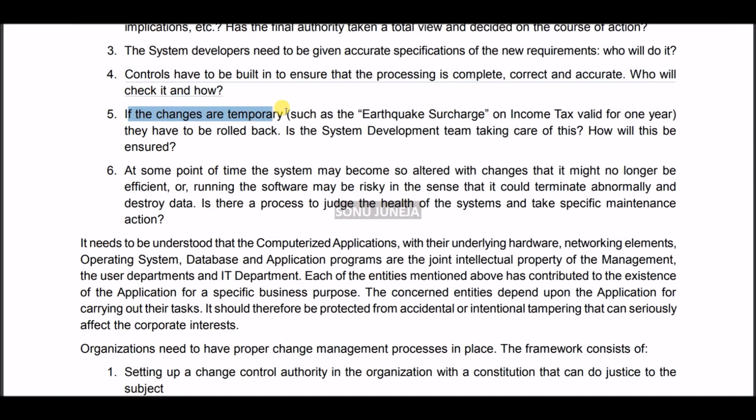If the changes are temporary, such as an earthquake surcharge on income tax valid for one year, they have to be rolled back. Is the system development team taking care of this? How will this be ensured? Now, at some point of time, the system may become so altered with the changes that it might no longer be efficient, or running the software may be risky in the sense that it could terminate abnormally or destroy data. There is a process to judge the health of the system and take specific maintenance action.